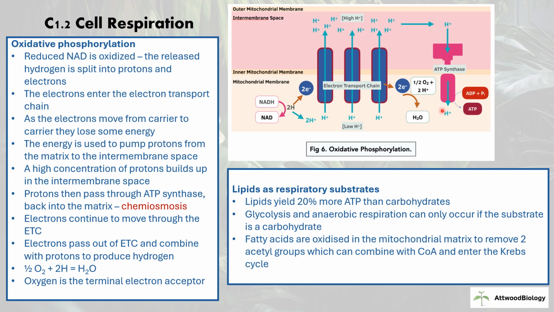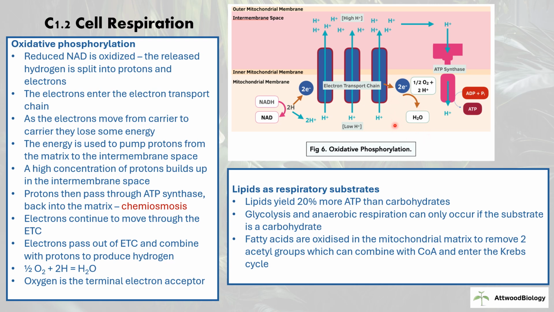Now, once the protons have moved through into the matrix, our electrons have moved through these big electron carriers, move into the final electron carrier, and the electrons move out. What happens here is the electrons and the protons recombine to produce hydrogen. You can see that down here. So you've got your hydrogen here, and that combines with oxygen in order to make water. So remember that water is one of the products of respiration. That's how we make water.